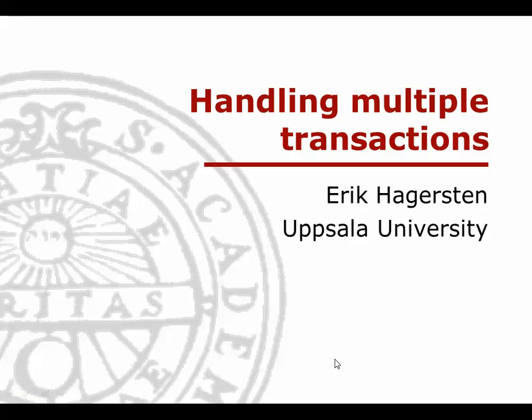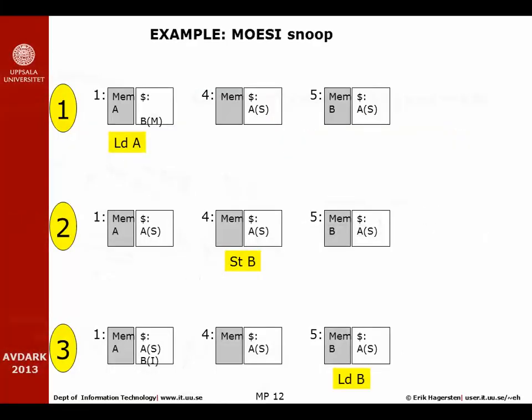So now we're going to look at how that split transaction snooping bus can handle multiple transactions, and more specifically back-to-back transactions to the same cache line. First, we're going to look at a simple example. In this example, we're going to see three transactions that happen.